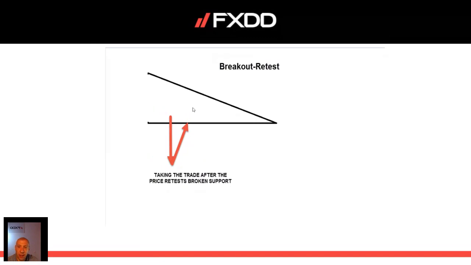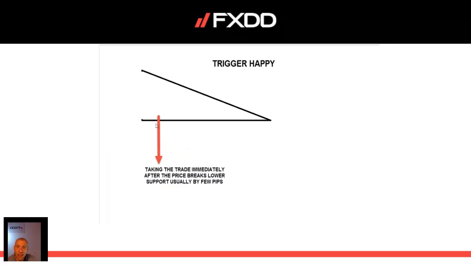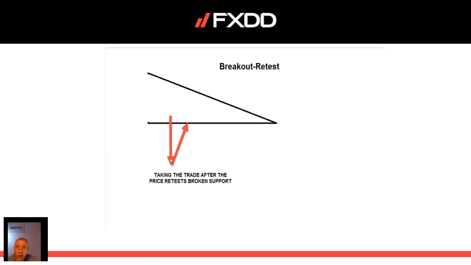Breakout retest pattern is taking the trade after the price breaks and then retests broken support. So in the first example, you would trade immediately after the price breaks the lower part of the triangle. In this example, you wait for the price to reach the flat top support, now resistance, and when the price hits or comes very close to this resistance, retesting it, then you place your trade.